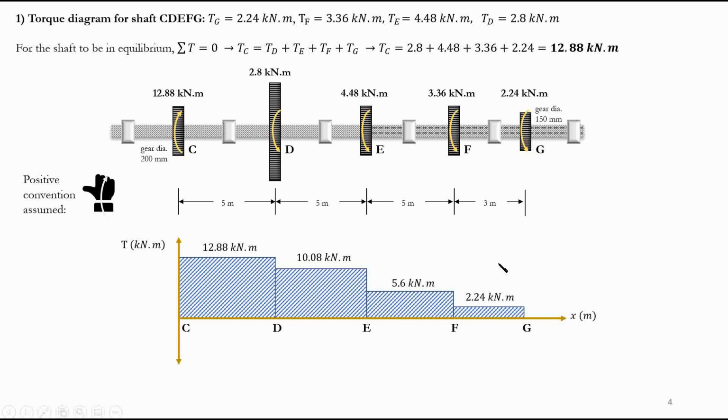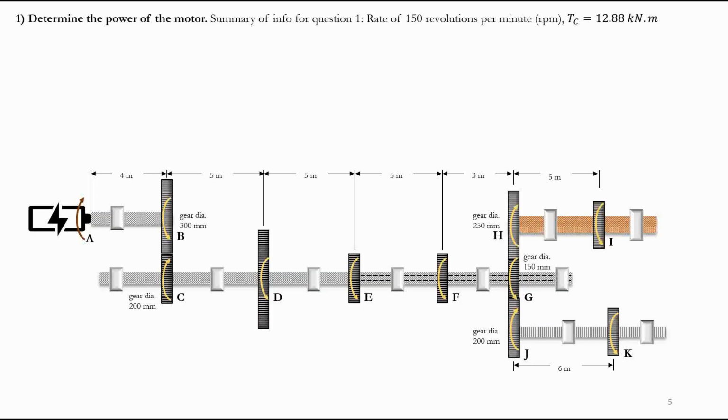A good check to see if our torque diagram is correct is to evaluate whether at the end we get to 0. If we get to 0, our torque diagram is 99% of the time correct, so that's a good check to remember. This is the torque diagram for portion CDEFG, and we'll use it to plug in the values we need for the maximum shear stress, the rotation formulas, and everything else.